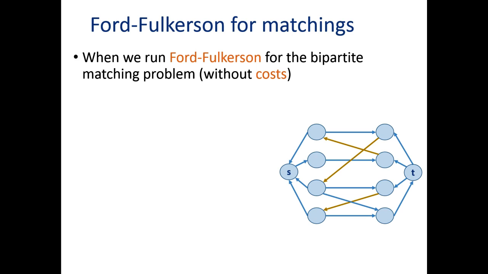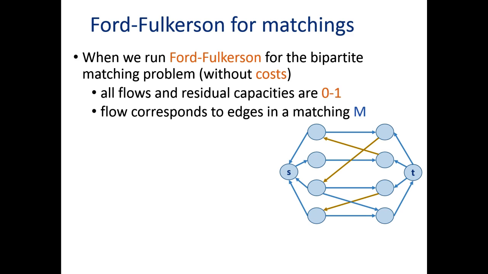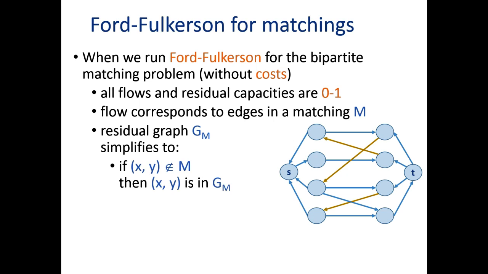Okay, so now what about these edges? Again, if they are flow-carrying edges, then in the residual graph they go backward. If they're not flow-carrying edges, they go forward. Because all edges are unit capacity, all edges in the residual graph go either forward or backward, so we never have anti-parallel edges. Just because there's unit capacity and we run classic Ford-Fulkerson, it's integral. Okay. So now flow corresponds to edges in a matching, and the residual graph can be simplified in this way.